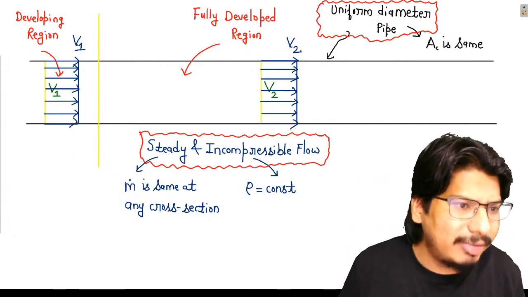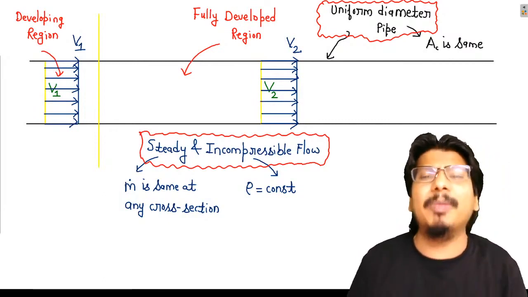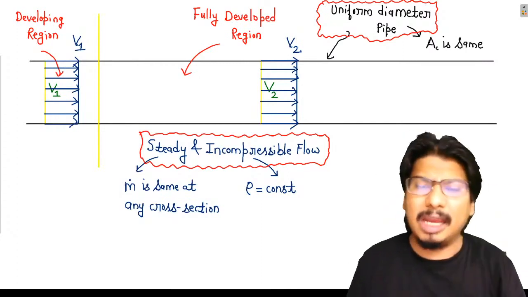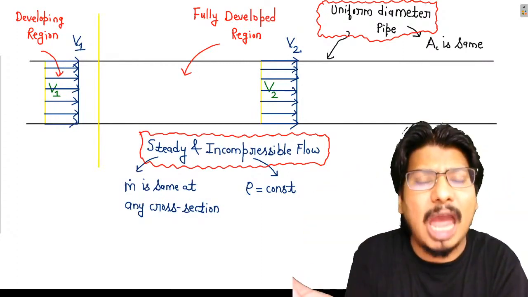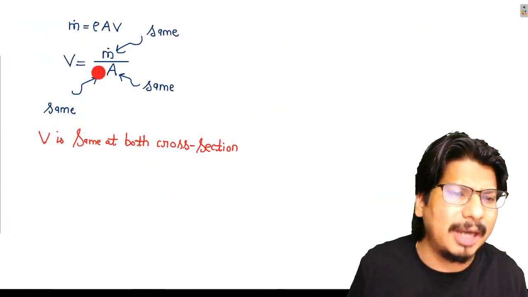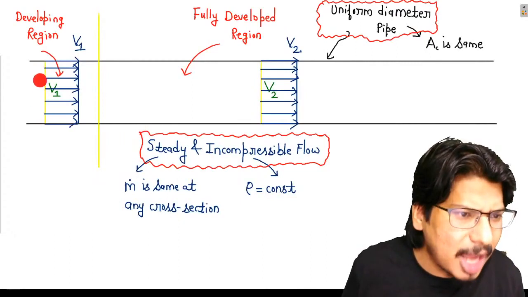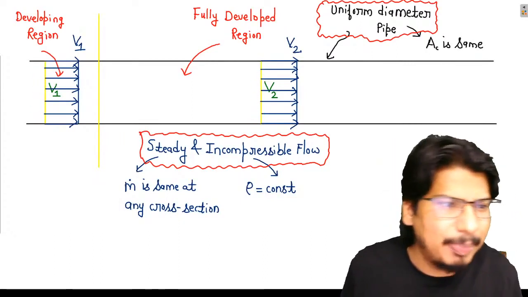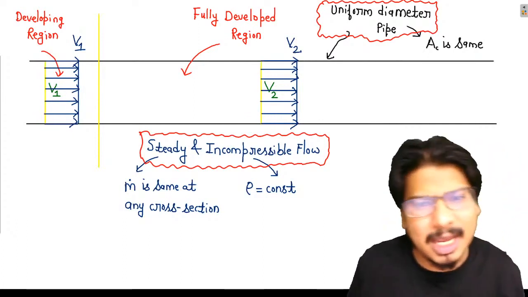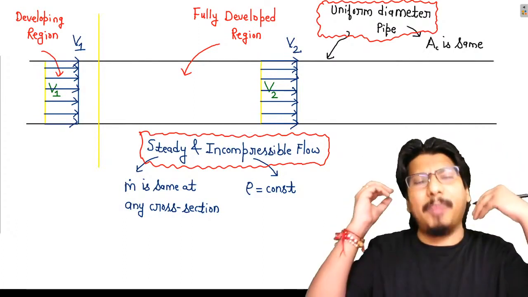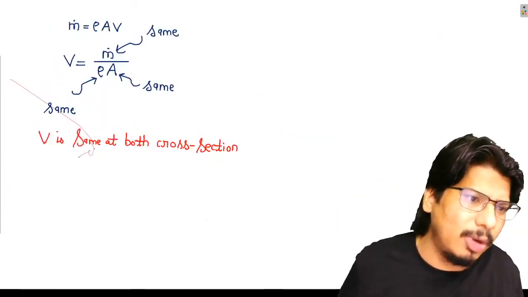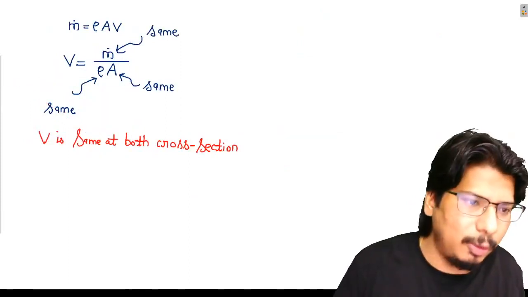So at this cross section and that cross section, 100% the mass flow rate will be the same, 100% the density will be the same, 100% the cross section area will be the same, and that is what your average velocity depends on. Average velocity is equal to mass flow rate divided by density times cross section area. Whatever the mass flow rate, density and area of cross section are here, the same are there. So 100% the average velocity will be equal. There is no doubt V1 will be equal to V2.